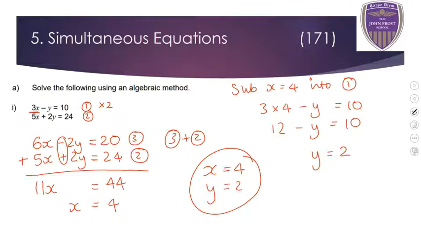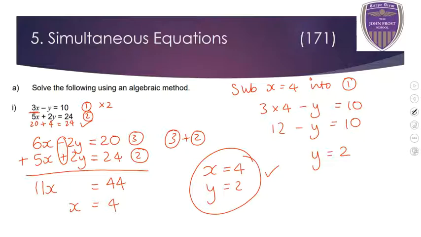Okay, and if you want to check whether those solutions are correct, then put them into equation number 2, but we didn't use that one originally. All right, so if x is 4, we're saying 5 times by 4 is 20. All right, and then 2 times by 2 is 4. 20 plus 4 is definitely 24. So it works. Those are the correct answers.